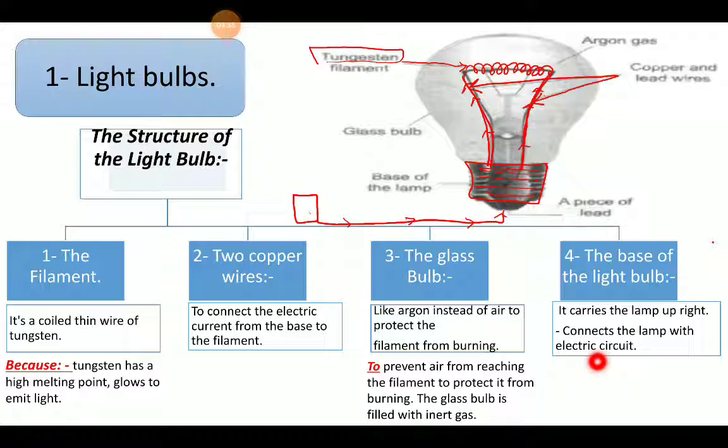Then we will move to the glass bulb. The glass bulb is made up of thin glass. Its function is to prevent air from reaching the filament to protect it from burning. It contains one type of inert gas that is known as argon gas.